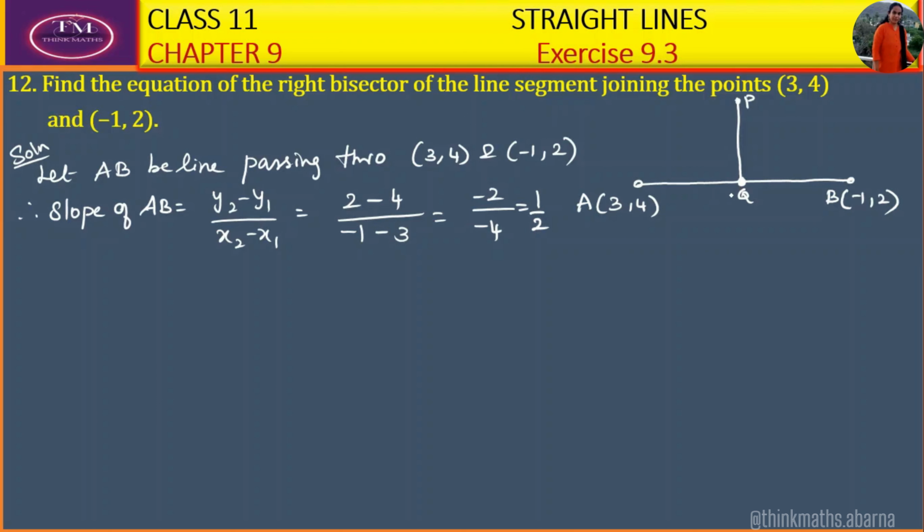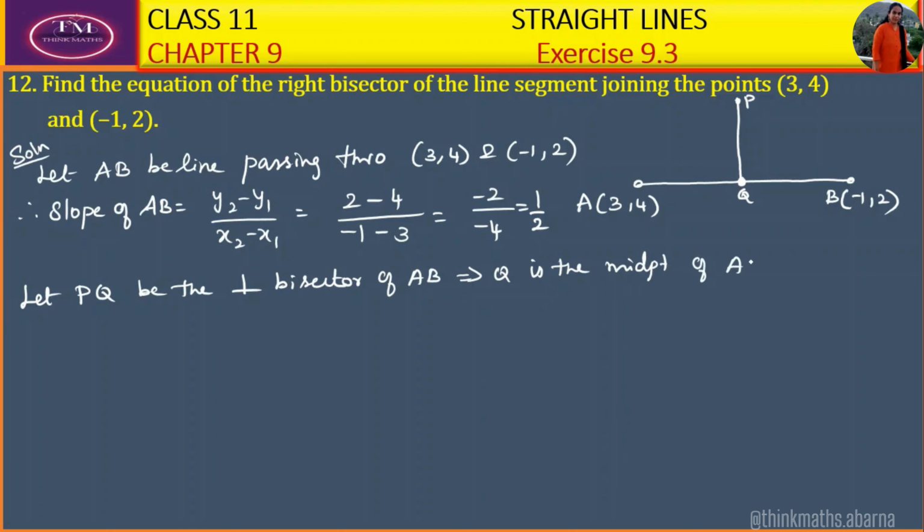Then what will be the slope of PQ? We know that AB is perpendicular to PQ. So now let PQ be the perpendicular bisector of AB. So this implies Q is the midpoint of AB. Okay. So if PQ is the perpendicular bisector, this Q will be the midpoint of AB. So therefore we can find out Q as well as the slope of AB.